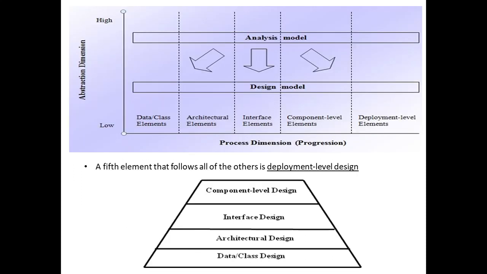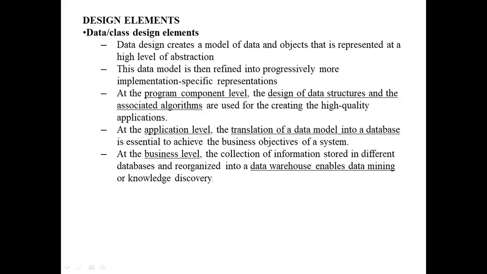This is a design model. We have horizontal dimension and vertical dimension. The horizontal dimension is the process dimension. Vertical is the abstraction dimension. So in this, they have discussed the design model. And the fifth element, following the others, is deployment level design. So we have a four layered design model, that is data class design, architectural design, interface design, component level design. We have these design elements.